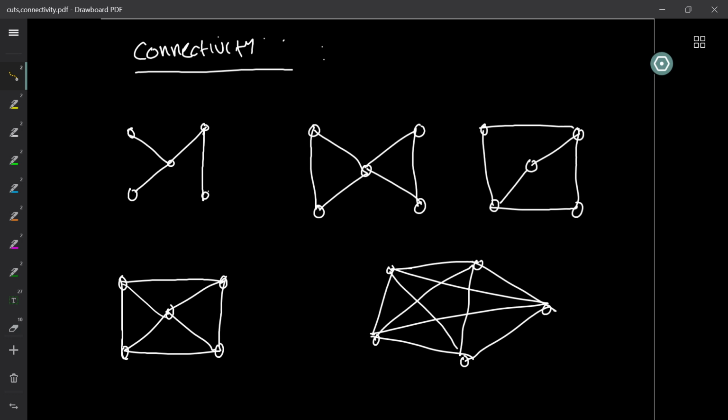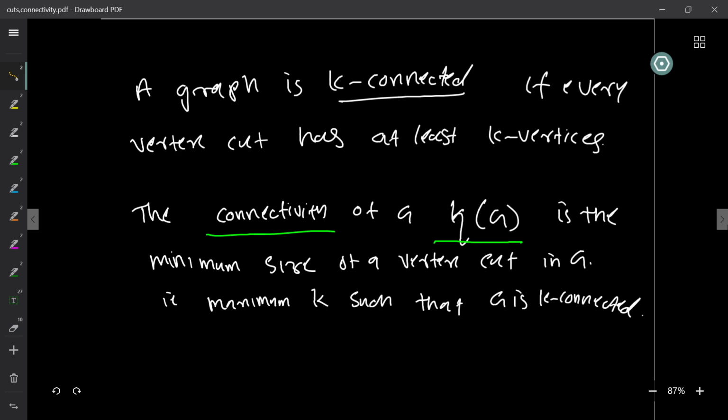So we can now try to define this as a parameter, capturing this kind of notion. A graph is said to be k connected if every vertex cut has at least k vertices. We already defined what a vertex cut is, and if every vertex cut, even the smallest vertex cut, has at least k vertices, then the graph is k connected.